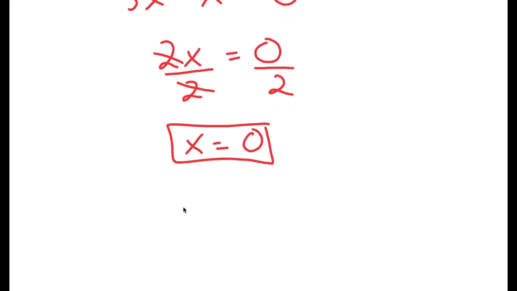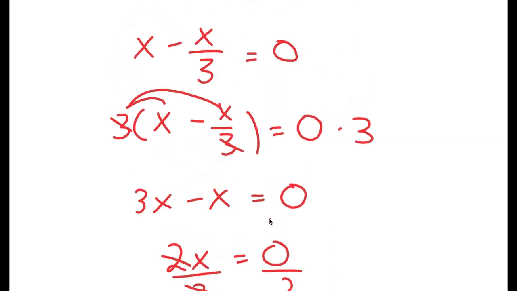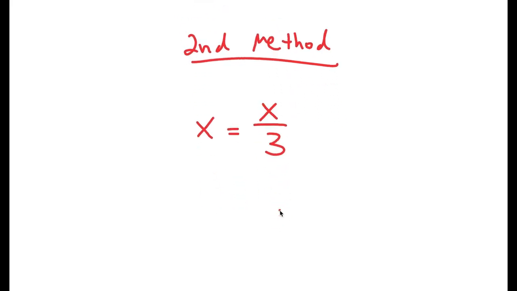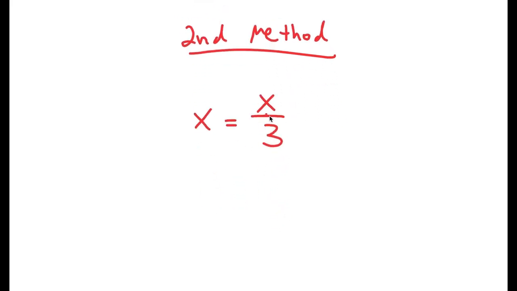Now, before you leave, I actually have a second method to solve this, which is faster than the first method and more efficient. So again, my equation is x equals x over 3, and this time, instead of subtracting x over 3 on both sides, I'm actually just going to start with multiplying 3 on both sides. So then these two automatically cancel out, and I get 3x is equal to x.